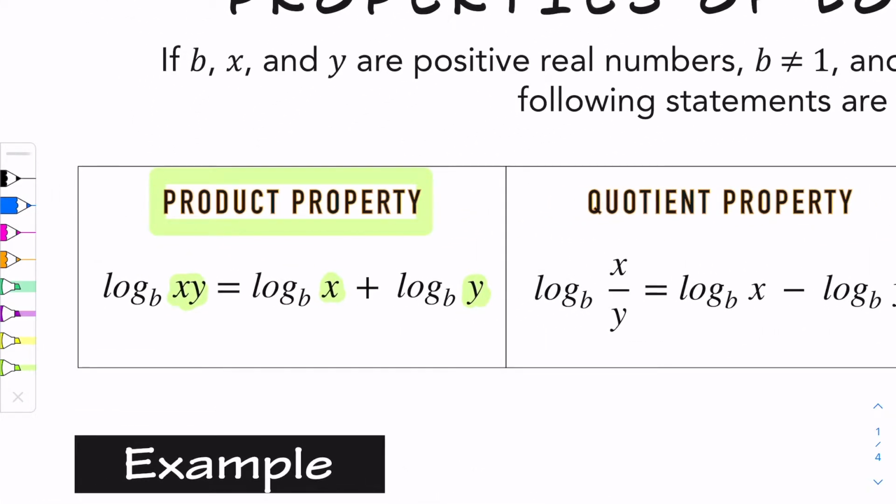It's important to recognize that when you separate it using addition, you include the log and the base with each part. So if you have an argument that's multiplied together, you can separate this with addition.